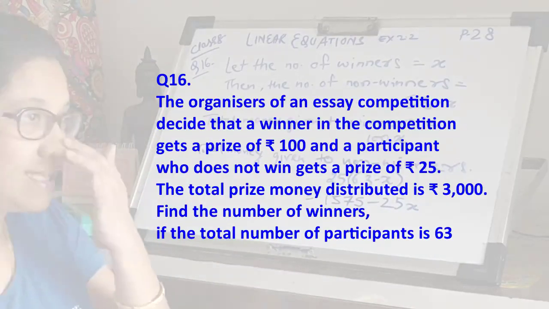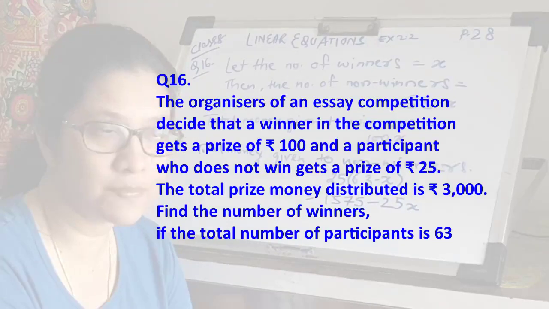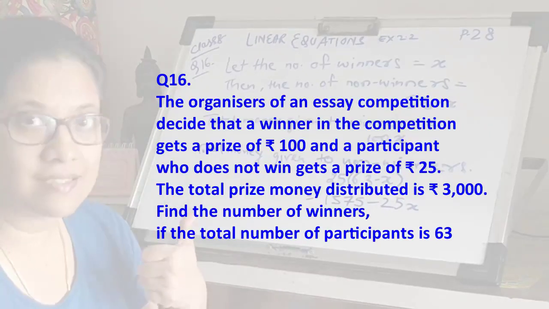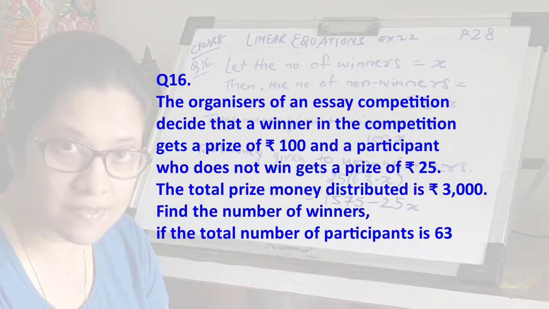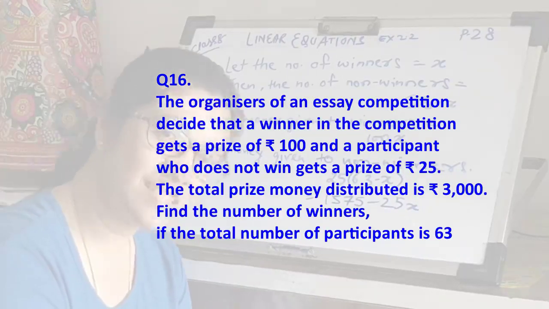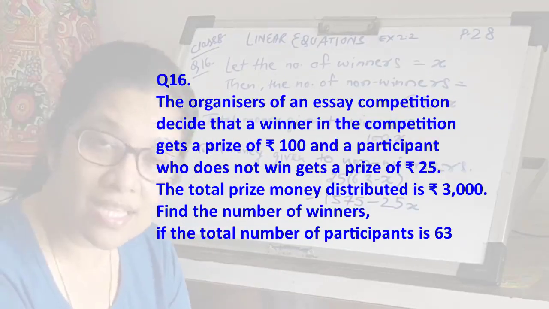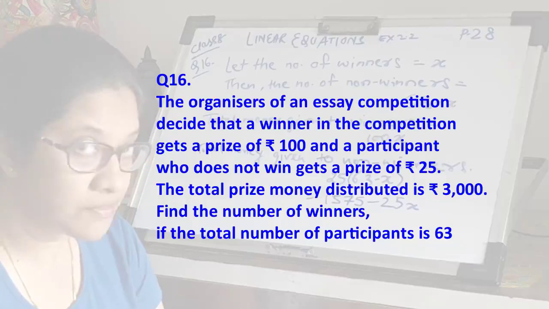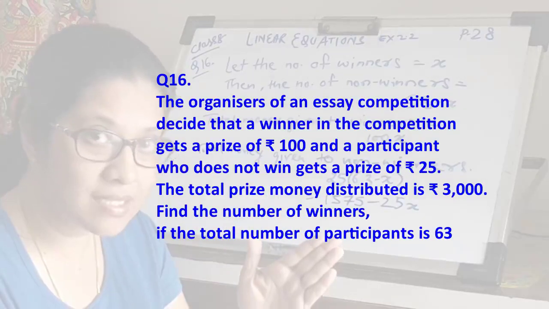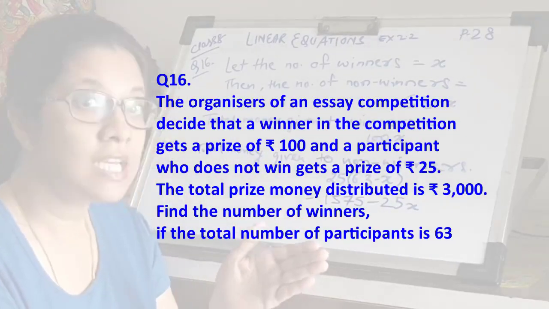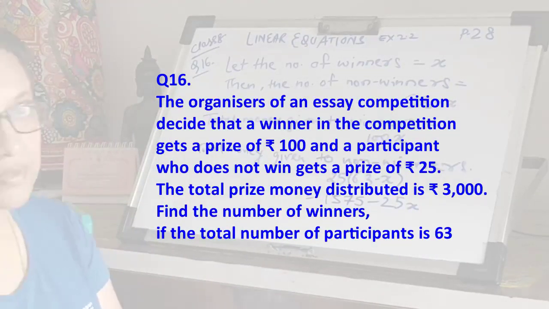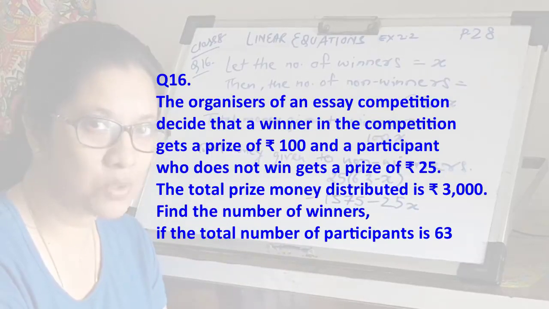Okay, let's collect the various pieces of information given to us. What all is given to us? The number of total participants, that is 63. What more is given to us? The total prize money that was distributed, that is rupees 3000. What is the third information given? The third information is the amount that is given to each of the winners and the amount that is given to each of the participants who did not win. So using this information, let us try to build the linear equation.